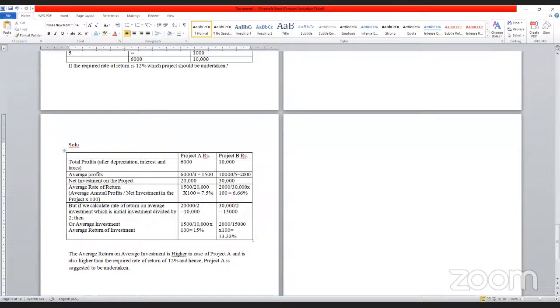And this method cannot be applied to a situation where investment in a project is to be made in parts. If you are investing wholly, then this method can be applicable. If it is in parts, this method cannot be applicable.